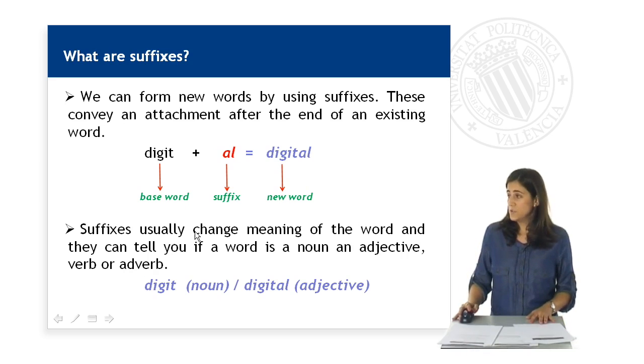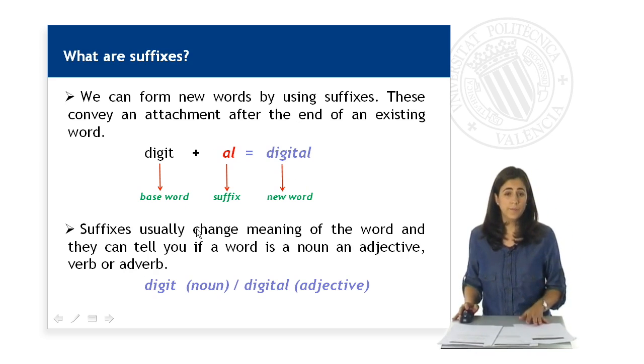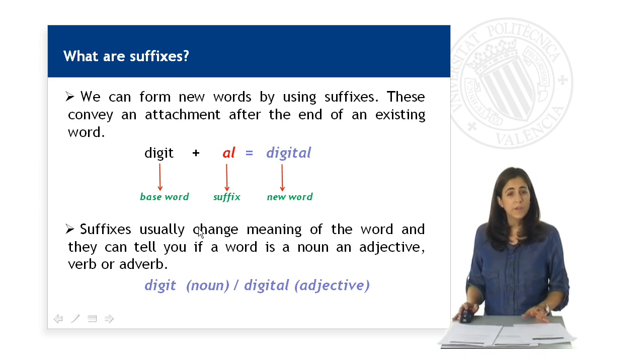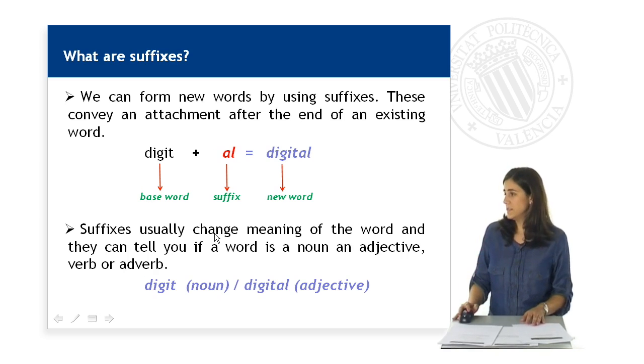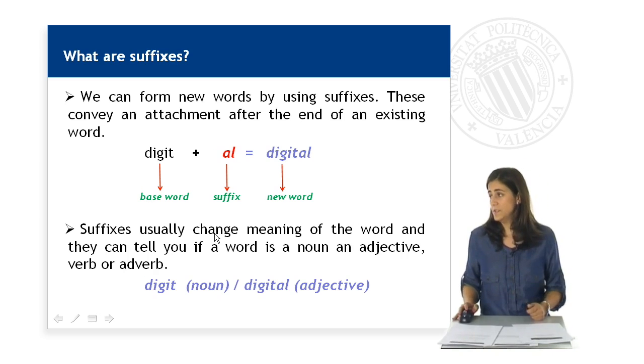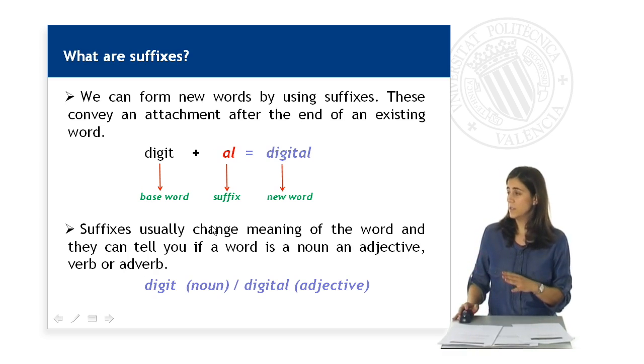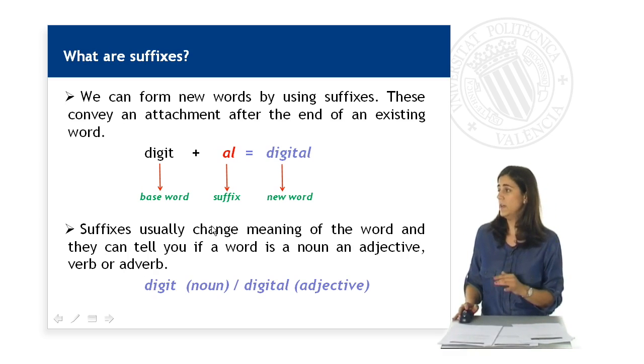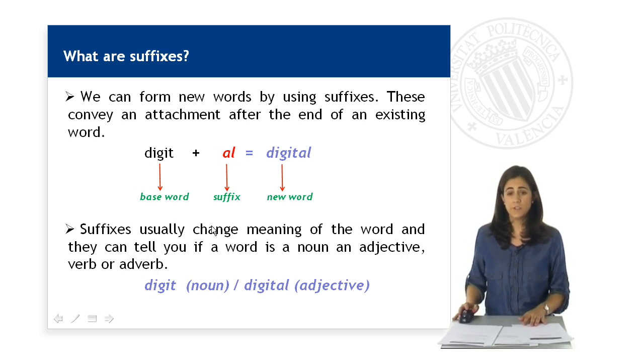Suffixes usually change the meaning of the word, and they can tell you if a word is a noun or an adjective, a verb or an adverb. Let's see the example. Digit is a noun. When we add the suffix -al, we get the adjective.